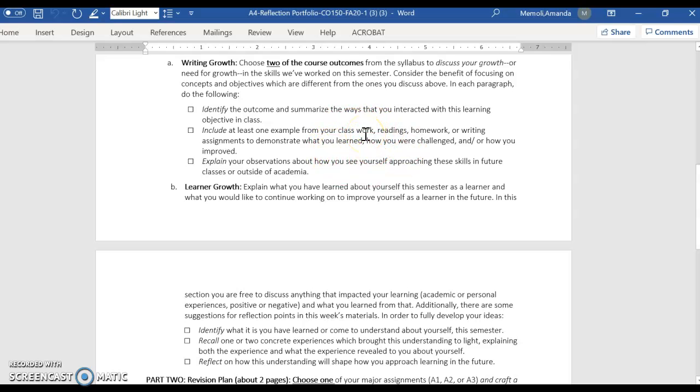So the brainstorm writing we just did, you can draw from that potentially to provide these examples, and then explain your observations about how you see yourself approaching these skills in future classes or outside of academia. Okay, so returning then, again, this provides you with an organizational structure, right? That should make sense. You're identifying your point, you are referencing examples, and you are explaining the relevance of those examples.